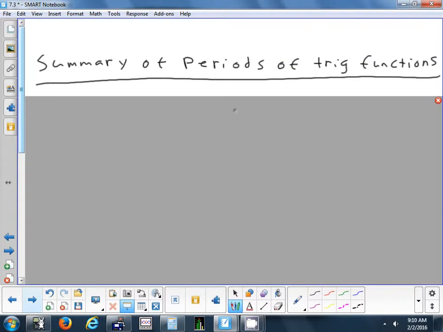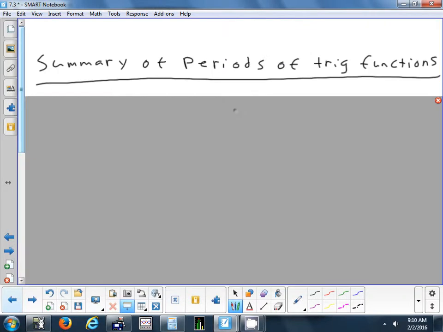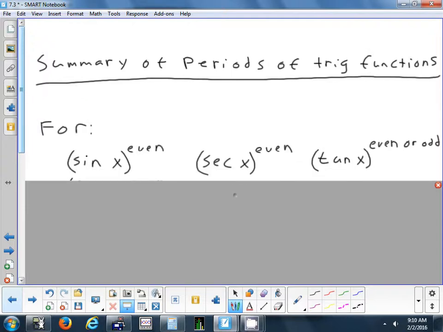All right, and because some of our trig functions are going to involve higher powers, if this cosine squared wasn't here, we probably could do it, but that throws it off a little bit, so I'm going to show you the formulas, what happens when you have higher powers.